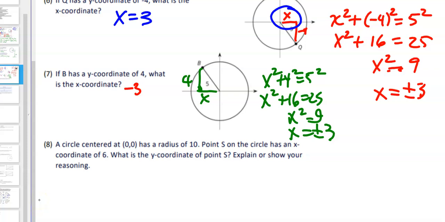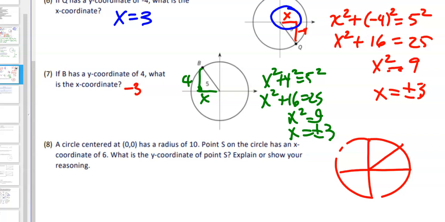Problem number 8, we have a circle with a radius of 10. Told that the x value is 6. So there's actually 2 answers here, depending on which quadrant you're looking at. So the length of 6 could give me a right triangle in the first quadrant, but then the x value could also give me a y value in the fourth quadrant. And so therefore, the y value can be both positive and negative in this situation, since there are 2 possible answers.